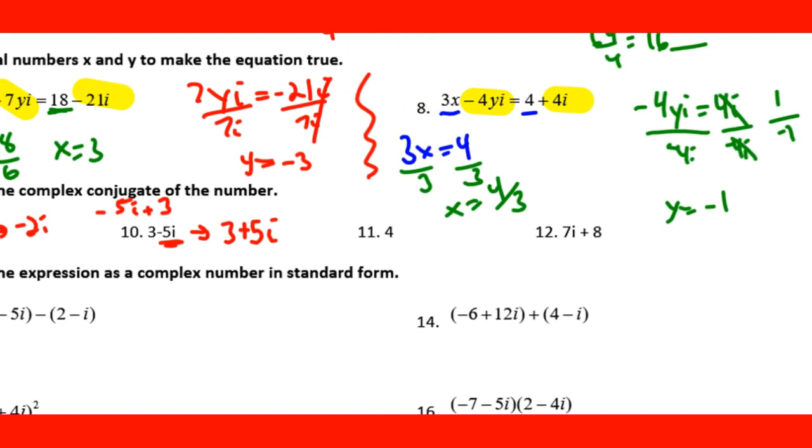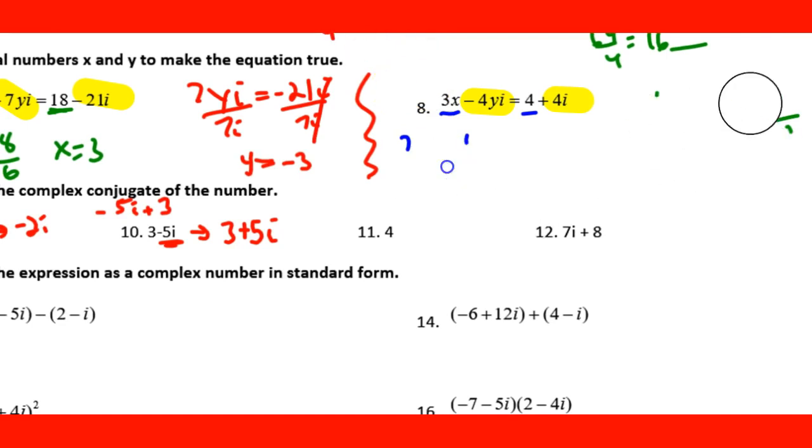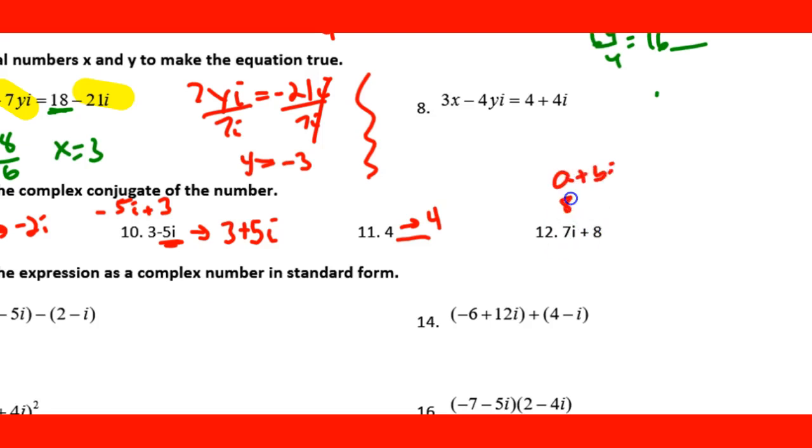Again, right here, change the sign for the conjugate, change the sign in front of the imaginary part. Well, if you look, there's no imaginary part. There's no i anywhere. So the conjugate is still 4. Nothing changes. Right here, this one's not written in standard form, a plus bi. So if we write it that way, you got 8 plus 7i. Now find the conjugate, change the sign in front of the imaginary part, and that's 8 minus 7i, okay?